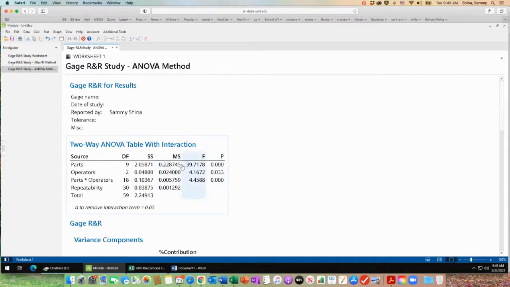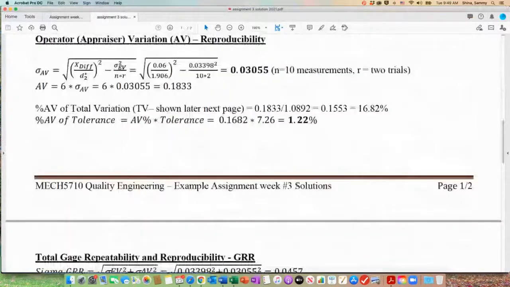So if you look at the ANOVA, this time we have parts times operators. So it looks very much like the ANOVA. If you look at the total, parts is 2.05, operators 0.04, and the total is 2.24. Let's look at the ANOVA we did as a homework.